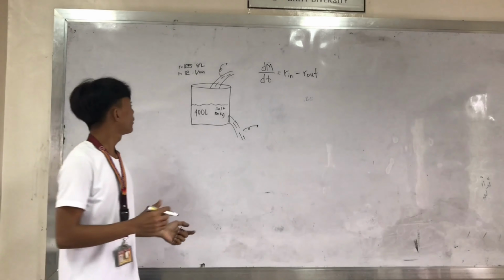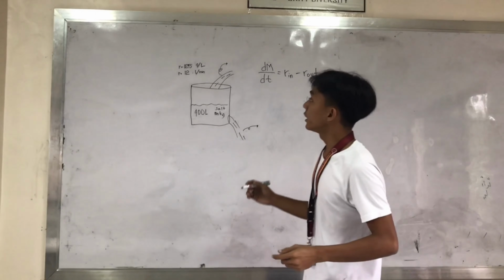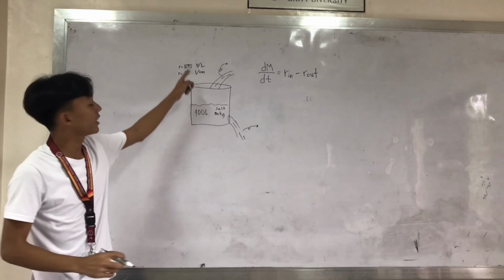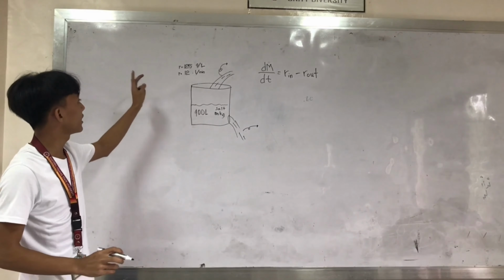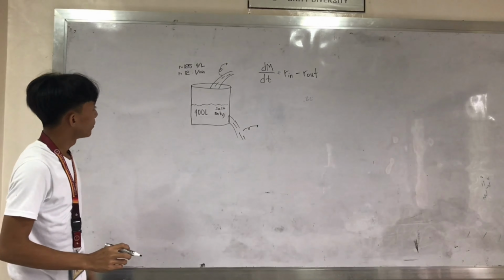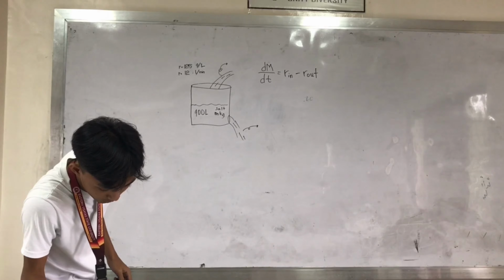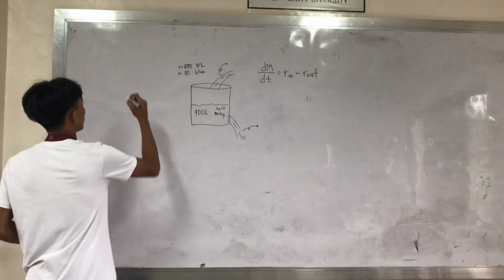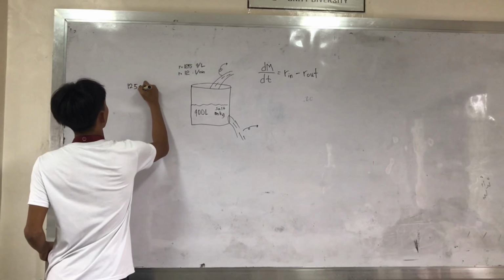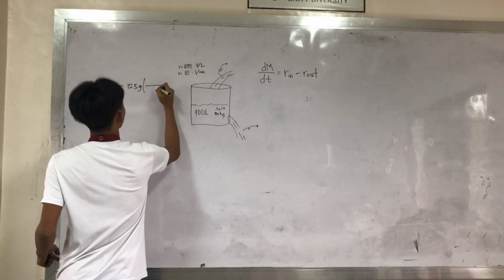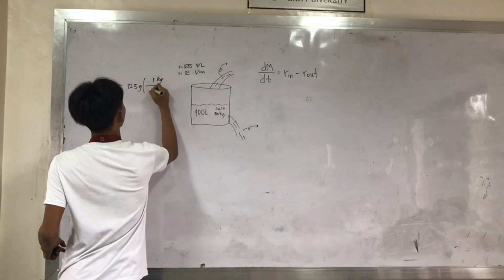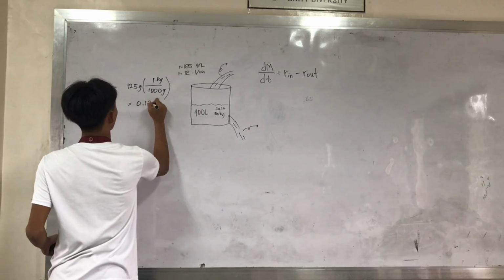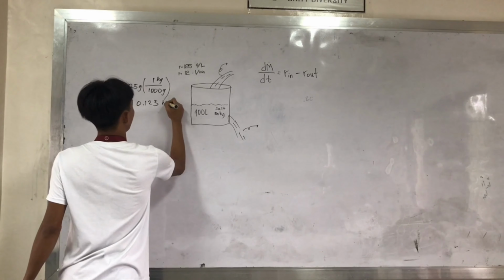To solve the Rin, we first need to convert some units to make them the same. The concentration is in terms of grams, but the problem has kilograms, so we need to make it the same. We convert 125 grams: 1 kilogram is 1,000 grams, so it equals 0.125 kilogram.